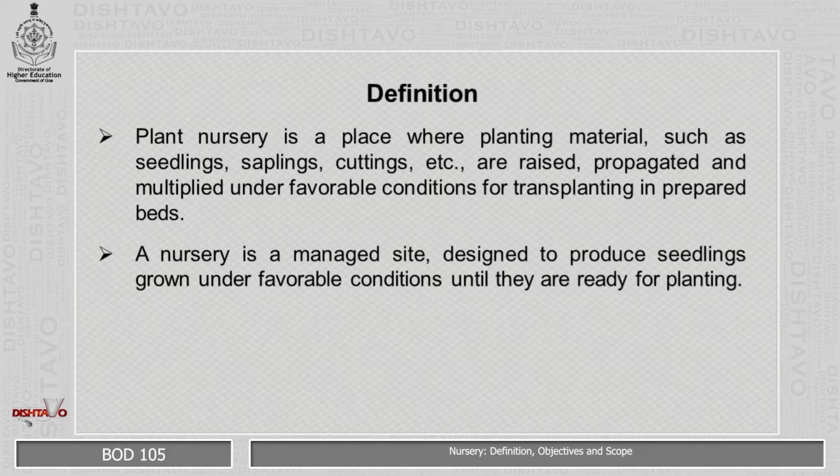Some of the seedlings can be prepared in transplanting beds in the ground. Some of them can be raised in polybags or other transferable medium. So, in general, a nursery can be said to be a managed site, designed to produce seedlings, propagules or planting material by giving them favorable conditions till they are ready for planting.